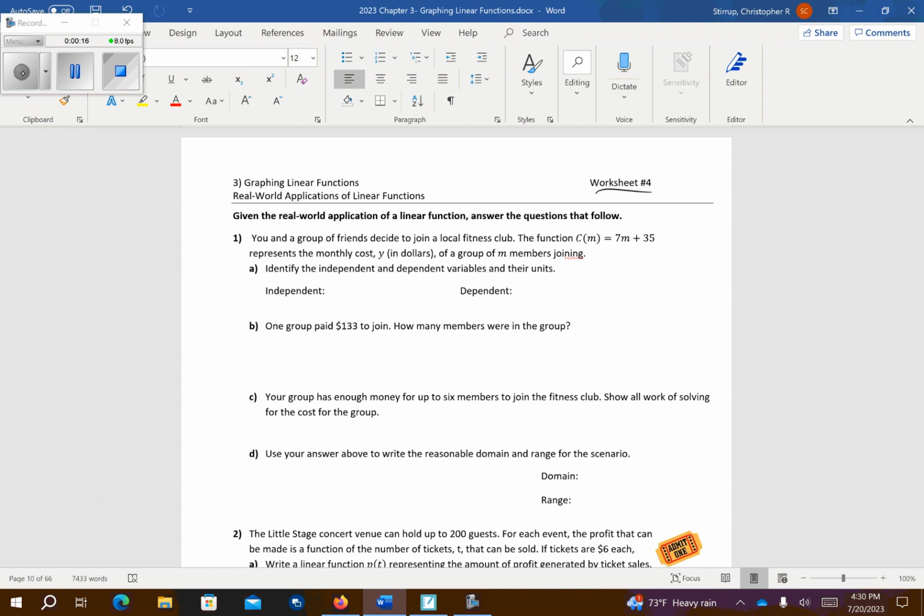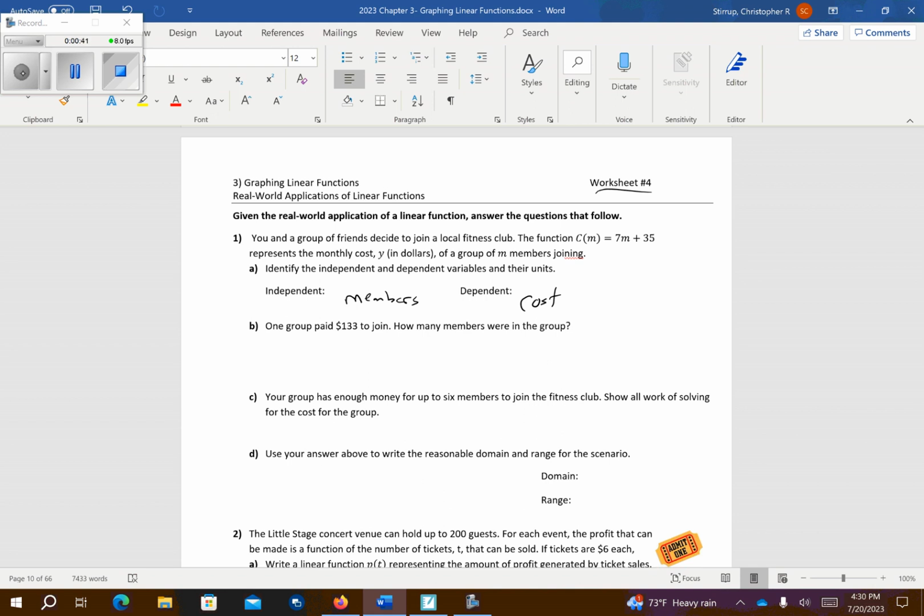The function C(M) = 7M + 35 represents the monthly cost, Y in dollars, and the group of M joining. So our independent variable would be the members. That's the X value. The dependent would be the cost. That's your Y value.